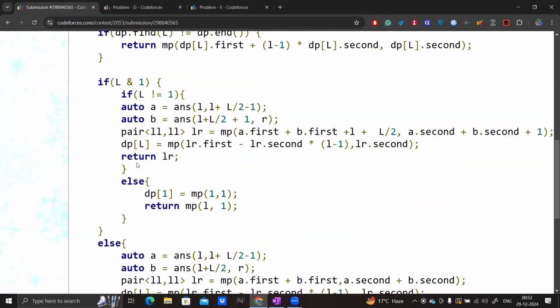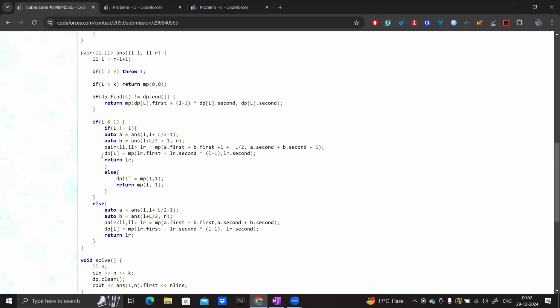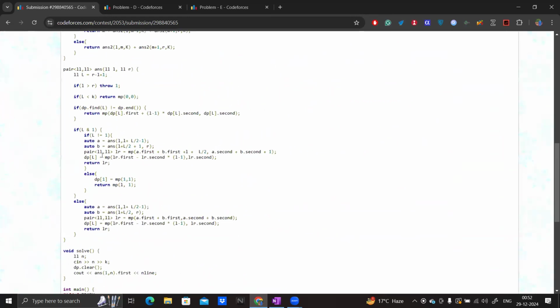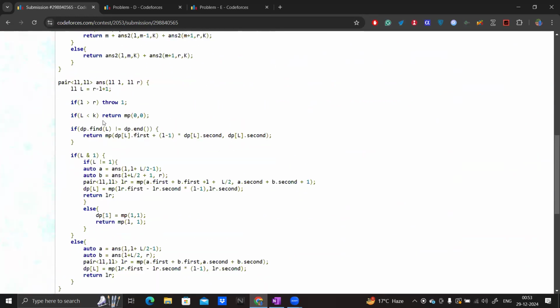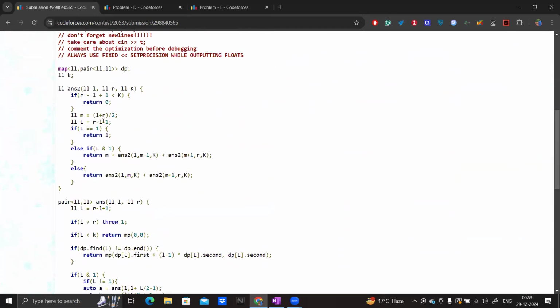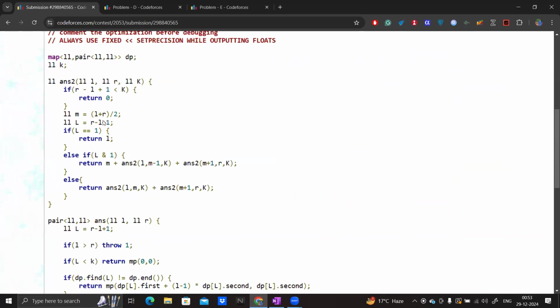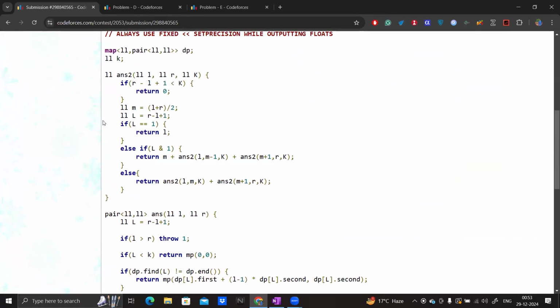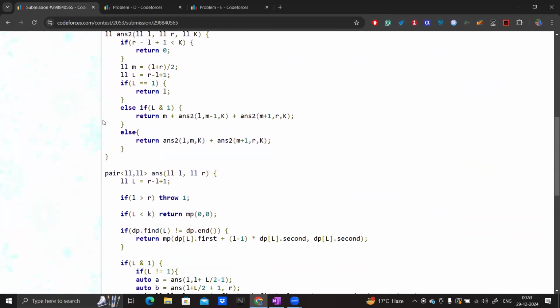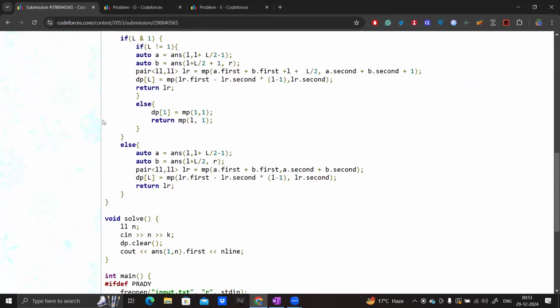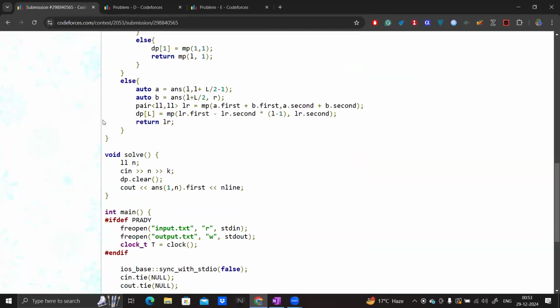Clear? And this will not take O of n because we are memoizing it. We are memoizing the lengths. Only log n different lengths will be called. So the TC of this is log n. All right.